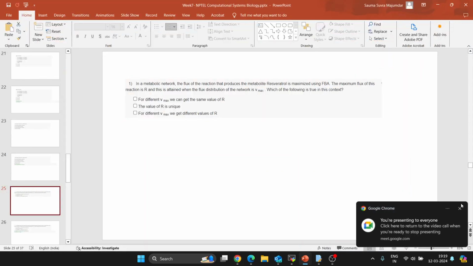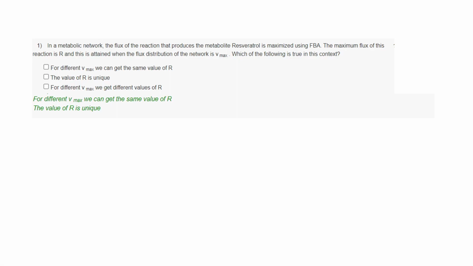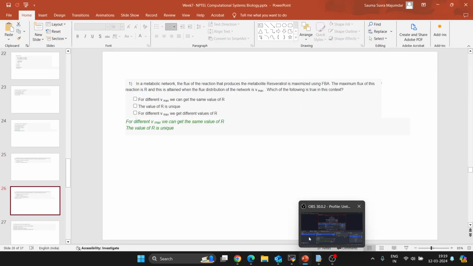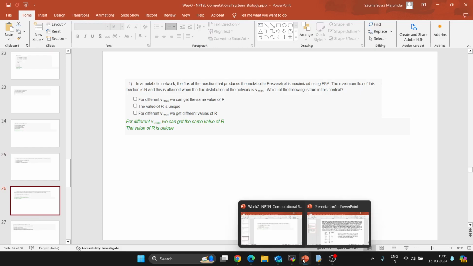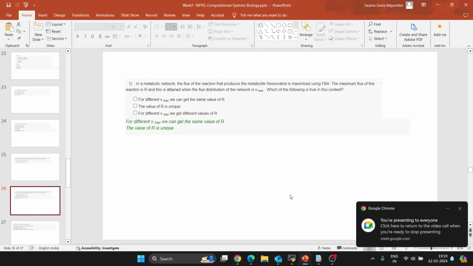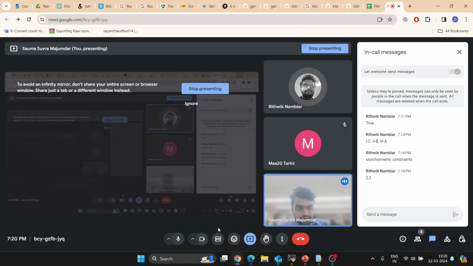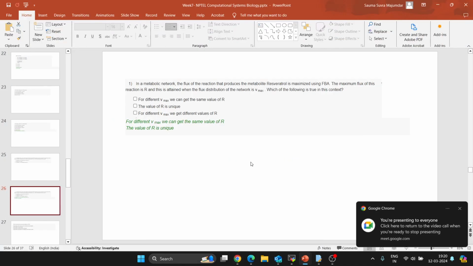Two, three. Yeah, the value of R is unique, and for different Vmax, we can get... Sorry, I said the wrong information. For different Vmax they get different values of... Okay, so you said two and three, right? Yeah, this is one and two.